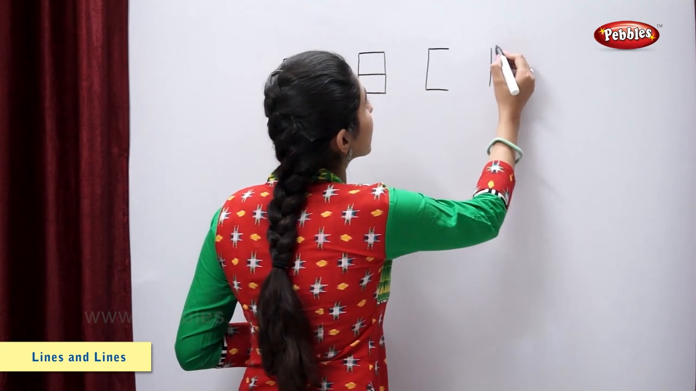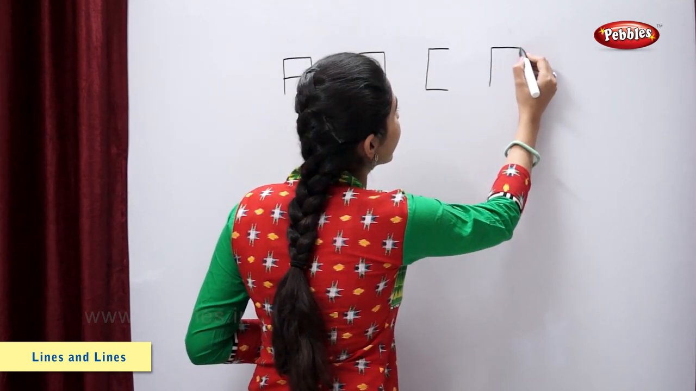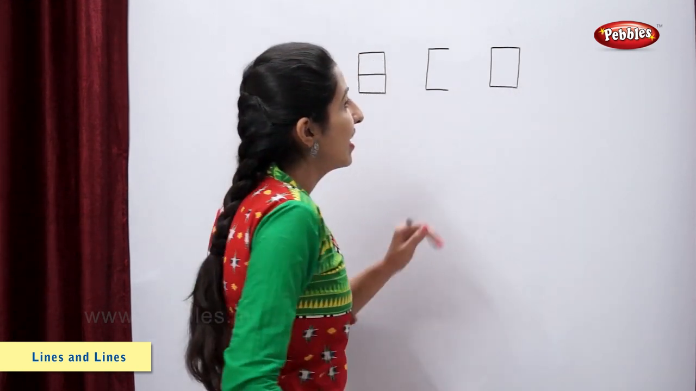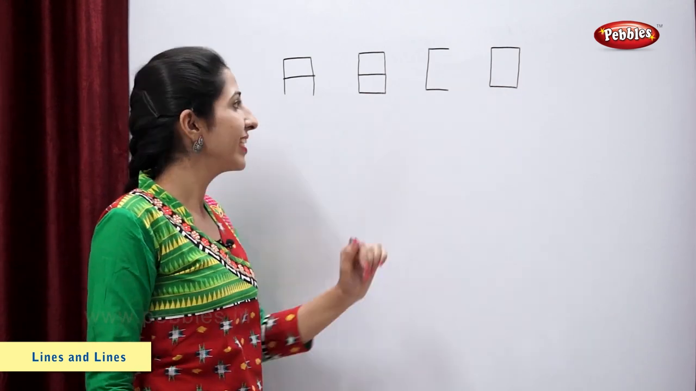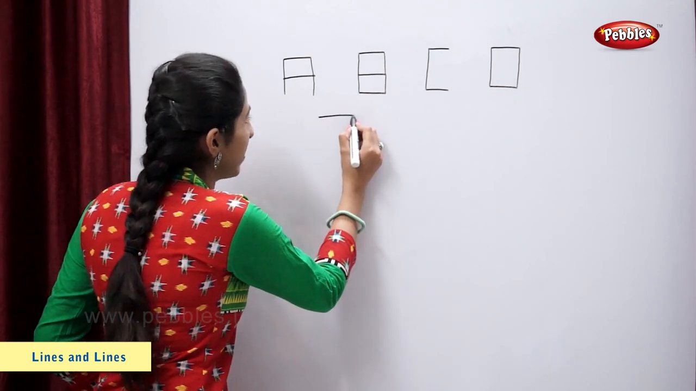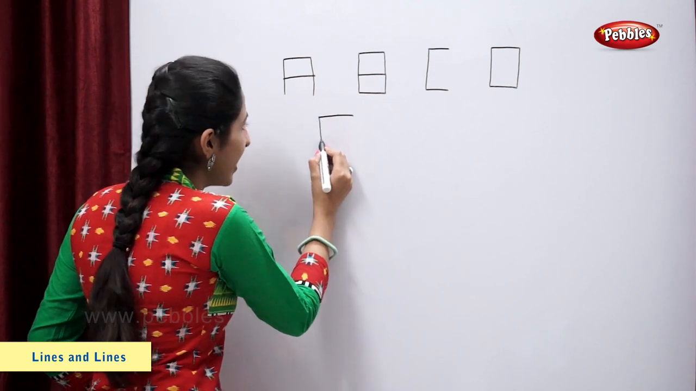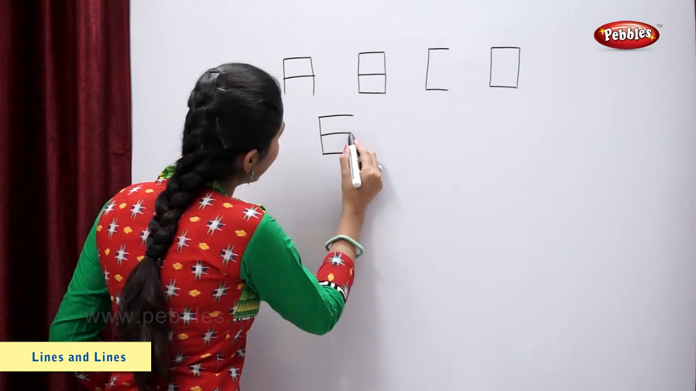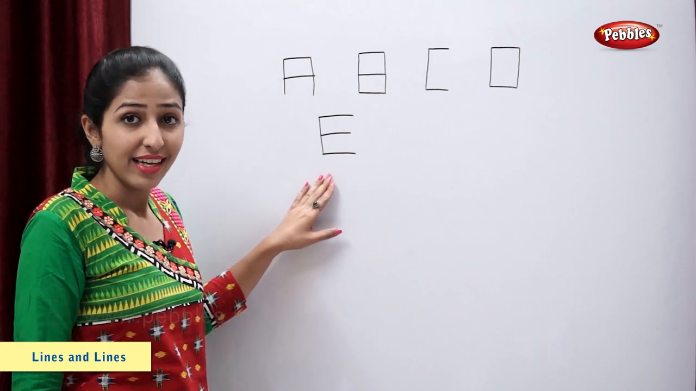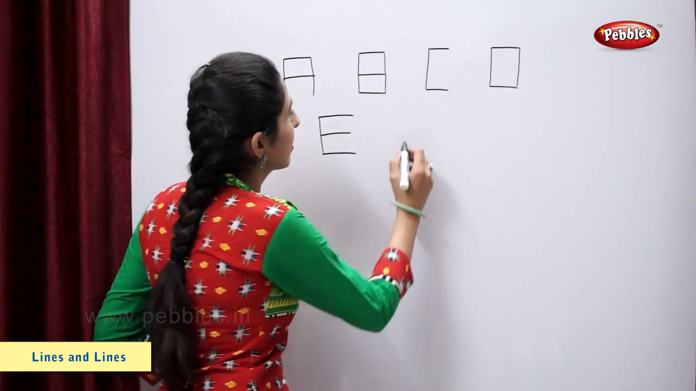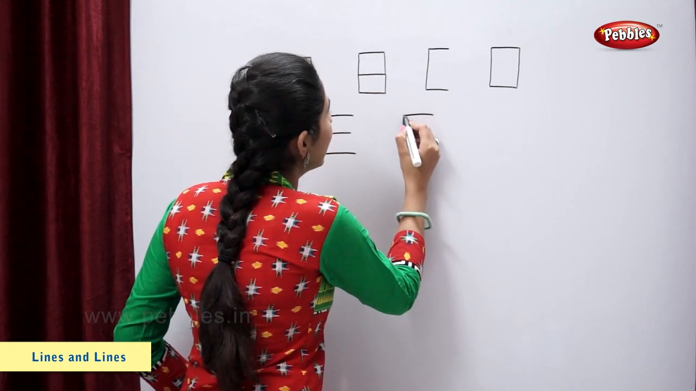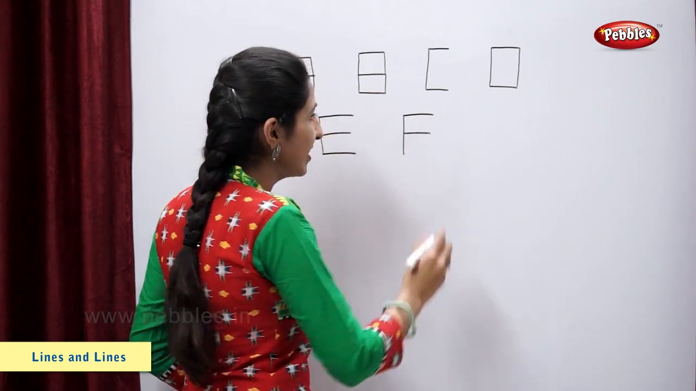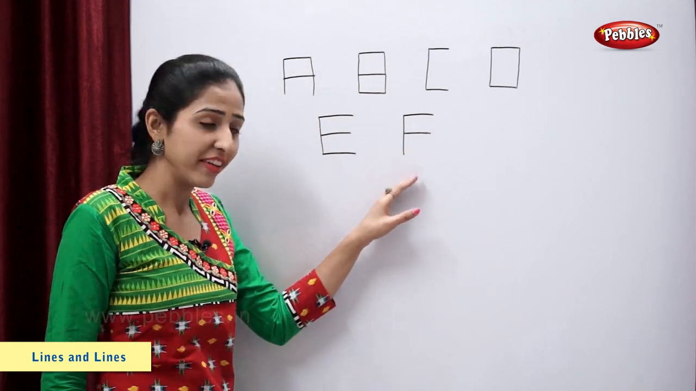Standing line. Sleeping line. Standing line. Sleeping line. Letter D. Sleeping line. Standing line. Sleeping line. Another sleeping line. Letter E. Sleeping line. Standing line. A sleeping line. Letter F.